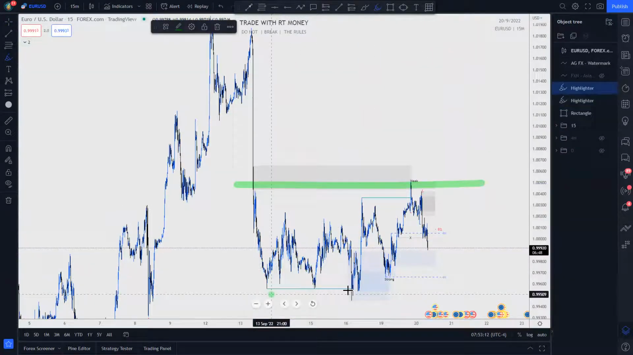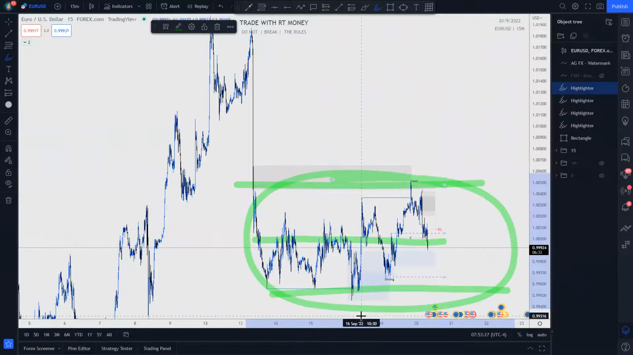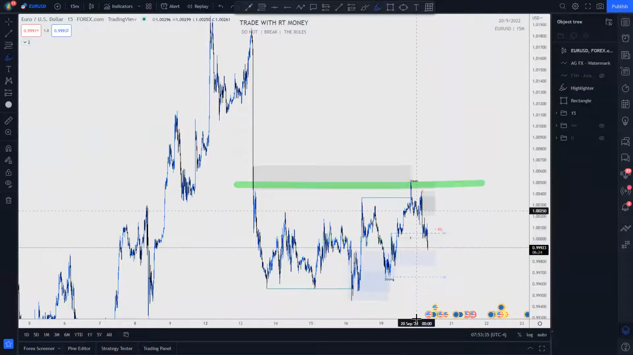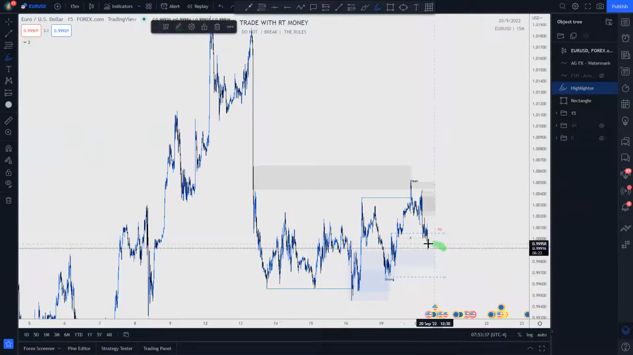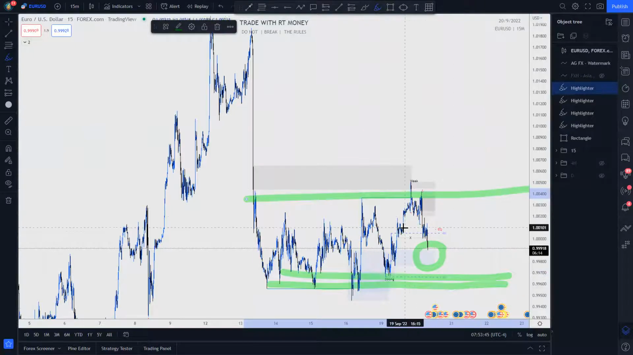You really don't want to take a trade in the middle of a range like this, because price could go either way. It could go deeper, it could go high, it could turn on you in a moment's notice. So be careful with your entry. We're coming close to the other side, the low of this trading range, but we're still in it.